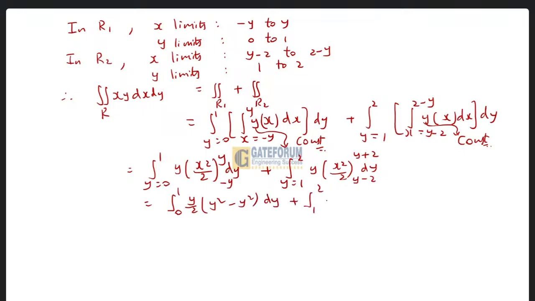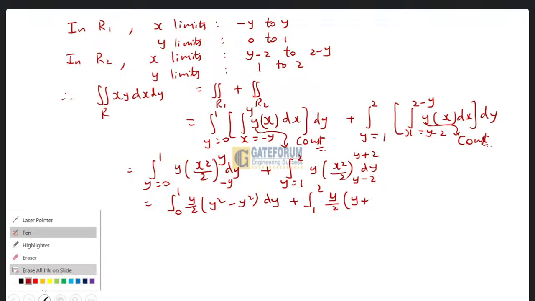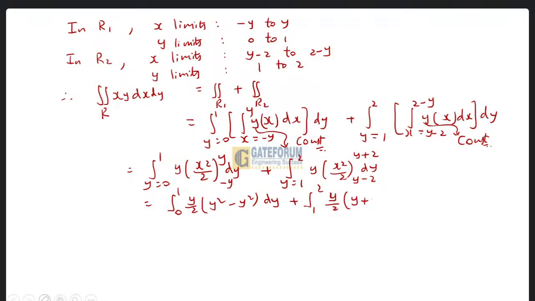1 to 2, y by 2 into, in place of x, put the upper limit y plus 2. Sorry, 2 minus y. You can write 2 minus y. So minus y plus 2 whole square plus y minus 2 whole square dy. Both simplify to 0, plus 0 is equal to 0. So the value is 0. The answer is 0. This is the end of the question.